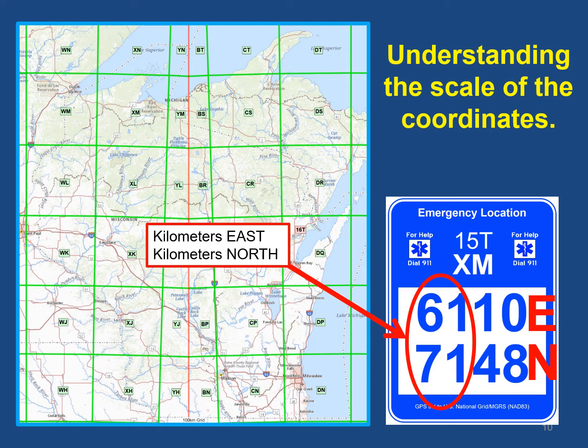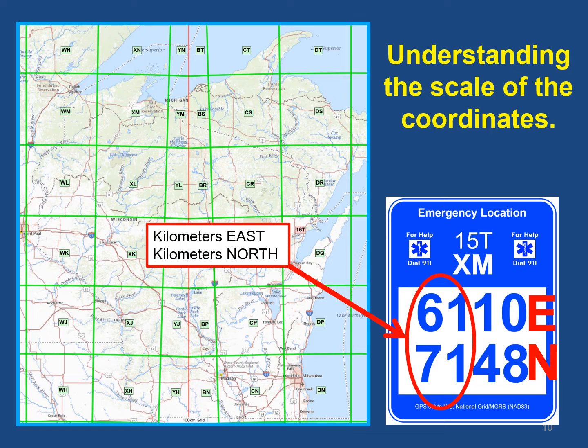It helps if responders understand the scale of these coordinates. The first 2 digits, 61 and 71, measure kilometers east and north in the grid square. The third digit measures 100 meters, or about 100 yards, or the length of a football field. The last digit measures 10 meters, or about a first down.